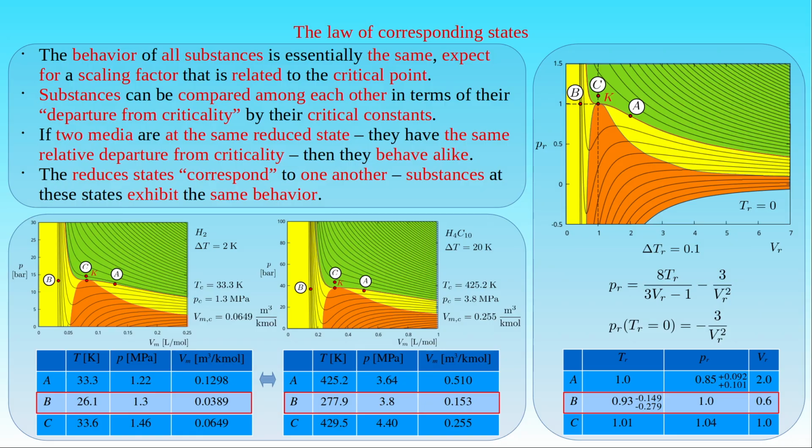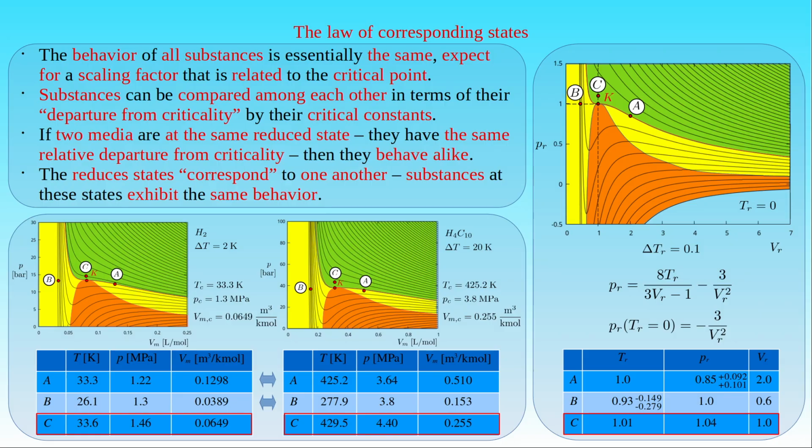As a result, the states B for hydrogen and butane are corresponding states, although only approximately, due to the small difference between the reduced temperatures of the two media. In the case of the state C, we hold the molar volume of the systems at their critical values, that is the molar volumes of hydrogen and butane are equal to 0.0649 cubic meter per kilomole and 0.255 cubic meter per kilomole respectively. The reduced temperature is set to 1.01 for the two substances, which represents 33.6 Kelvin for hydrogen and 429.5 Kelvin for butane.